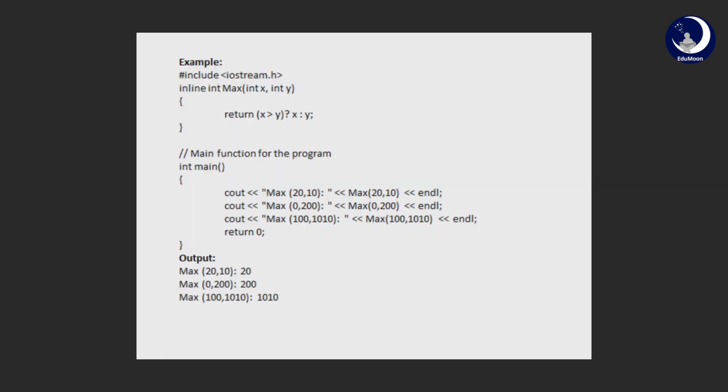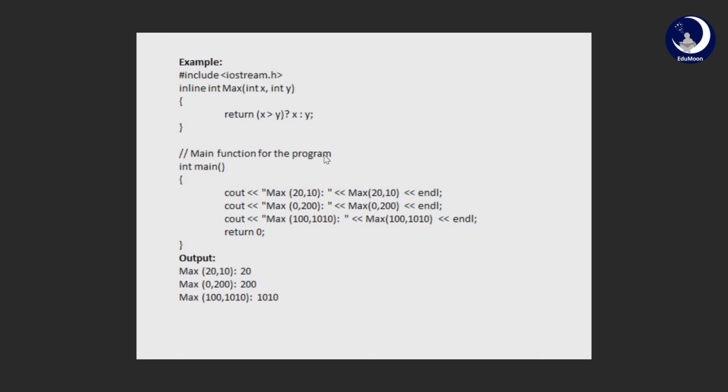And this is the example. So here we can see that we declared an inline function which returns a type of integer and has the name max, which takes in two parameters, int x and int y, and will be returning based on the ternary condition or the conditional operator statement. It says if x is greater than y, then return x, else return y.